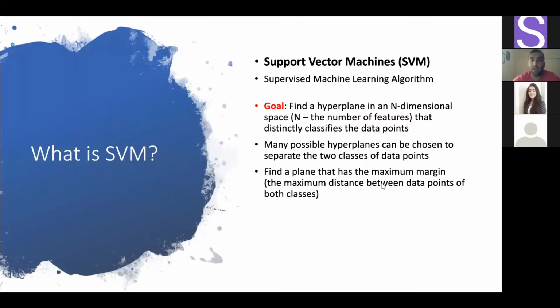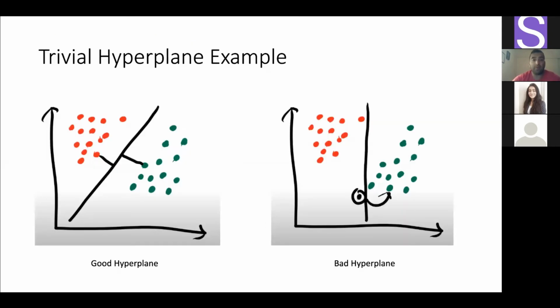If I were to go back, there are many possible hyperplanes that can be chosen to separate the two classes of data points. Like I mentioned, this is one hyperplane, this is another hyperplane. Let me annotate, give me 1 second. Right over here, this could be another hyperplane, and this could be another hyperplane. You can have whatever combination of hyperplanes you want, but the objective is to identify the best hyperplane. And the way you identify the best hyperplane is, like I mentioned before, to maximize the distance between the clusters on each side.